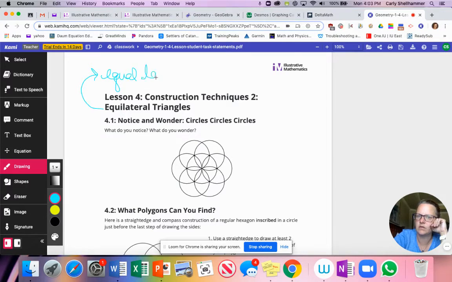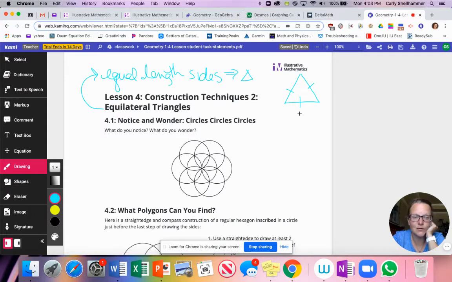Equilateral means equal length sides of a triangle. So if I drew a triangle, I could mark it with a tick mark, tick mark, tick mark. That means each one of those sides has the same measurement. All right, so let's look at 4.1.